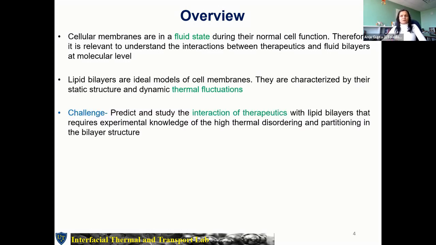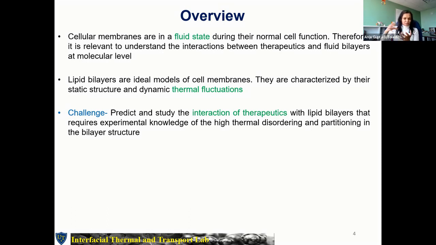Cell membranes are primarily made of lipids, along with some cholesterol and membrane proteins. And lipid bilayers by themselves serve as an excellent model for cell membranes, because as we all know, it's really hard to study cells because the cell membranes are very complex and tiny. So lipid bilayers are an excellent model to look at the interactions of drugs and potential therapeutics with cell membranes.